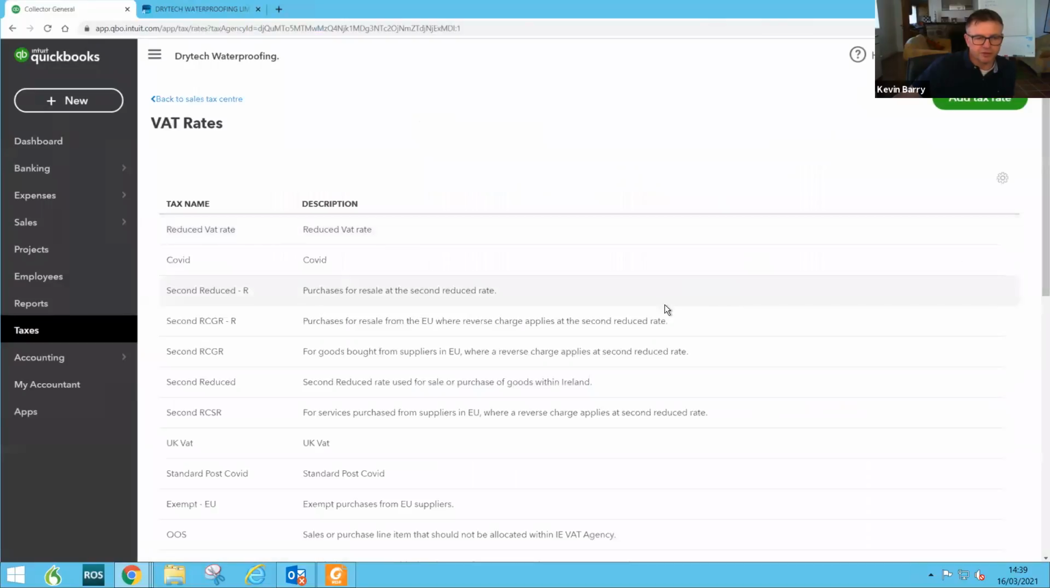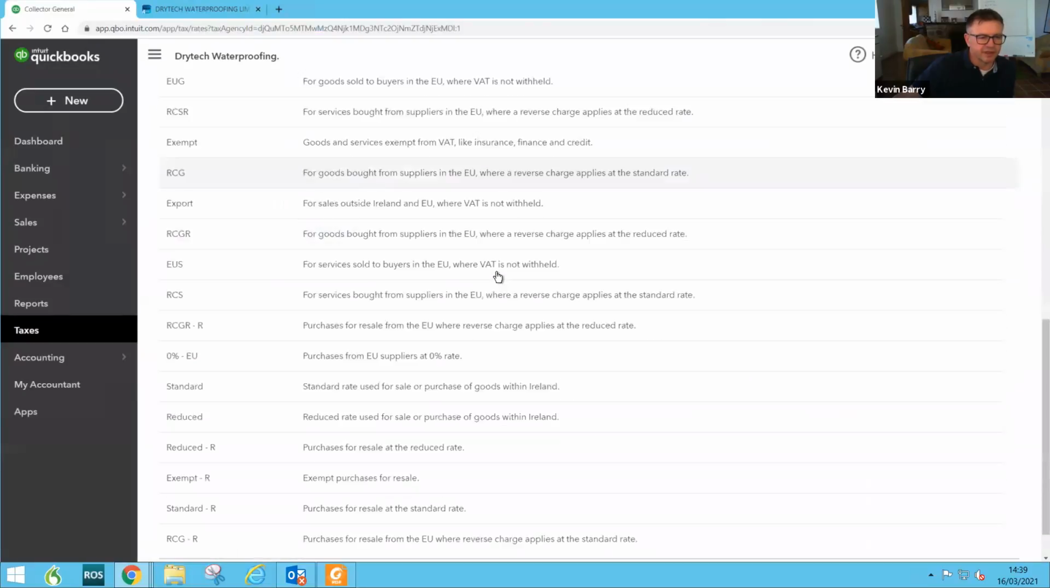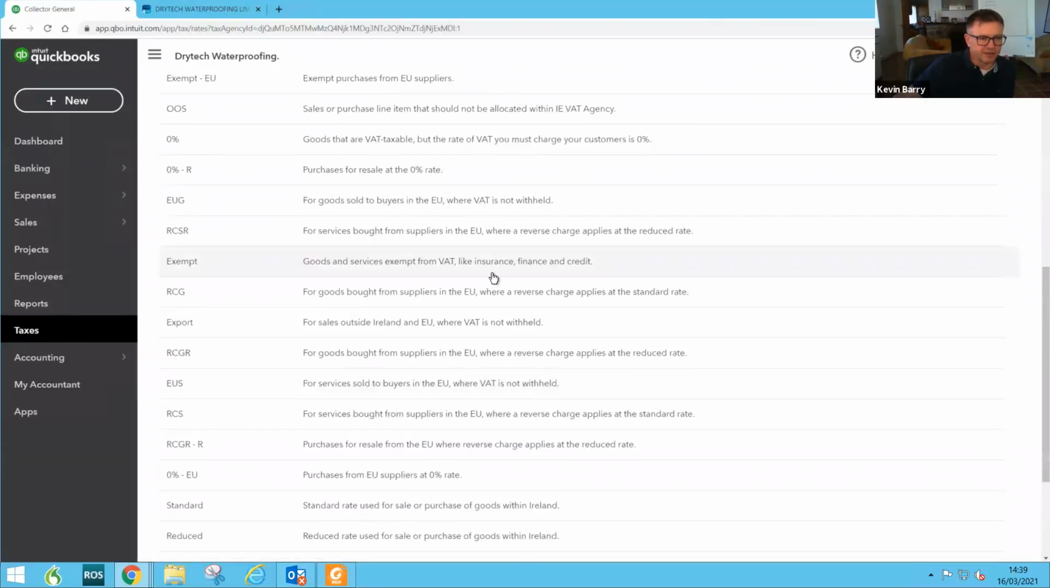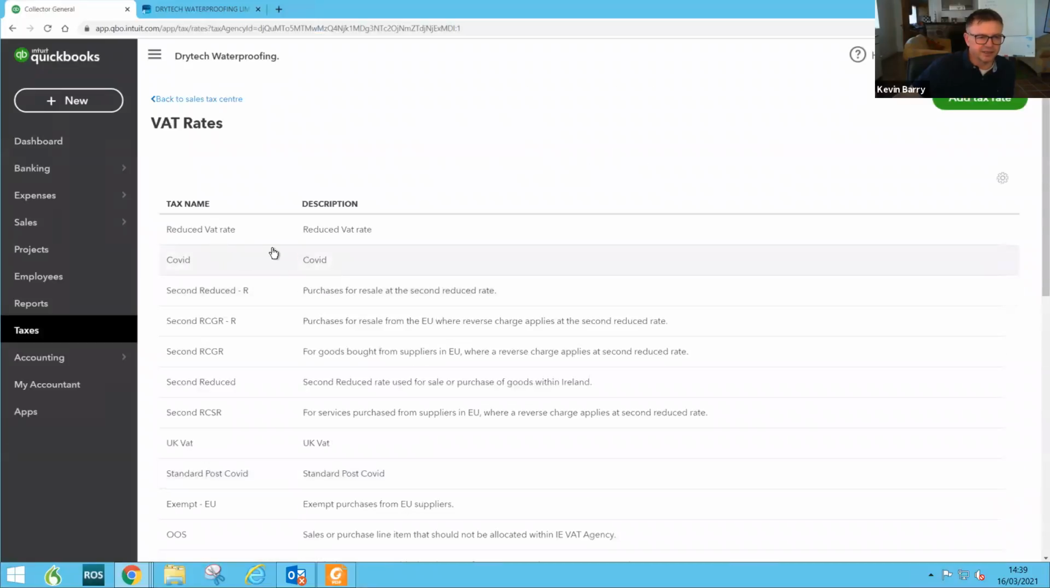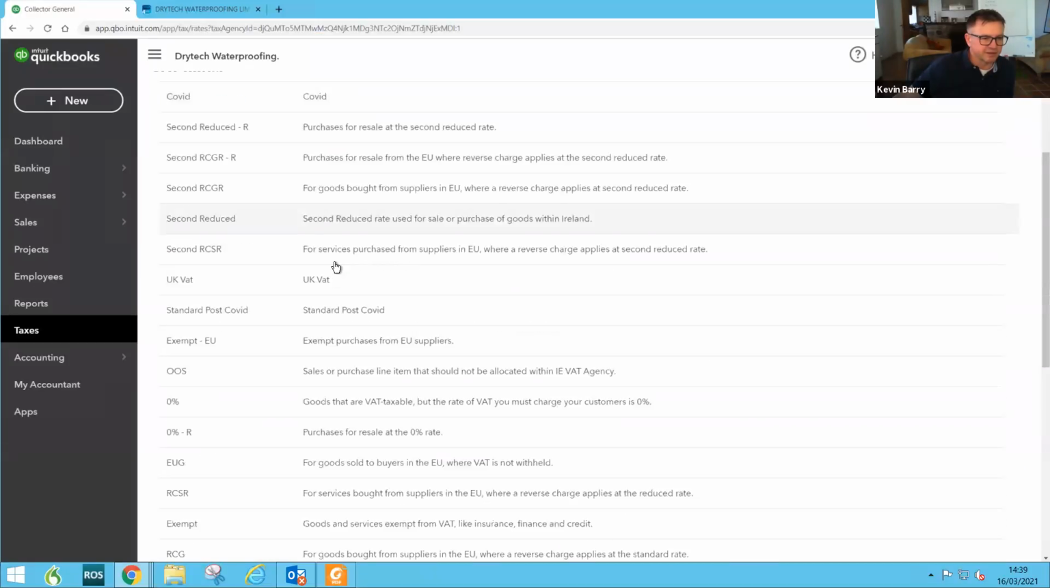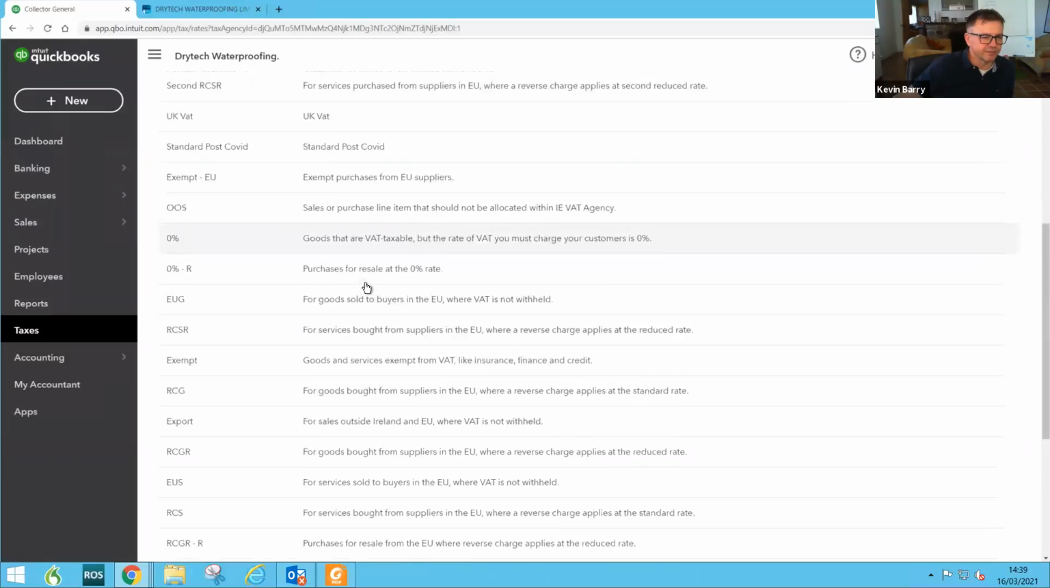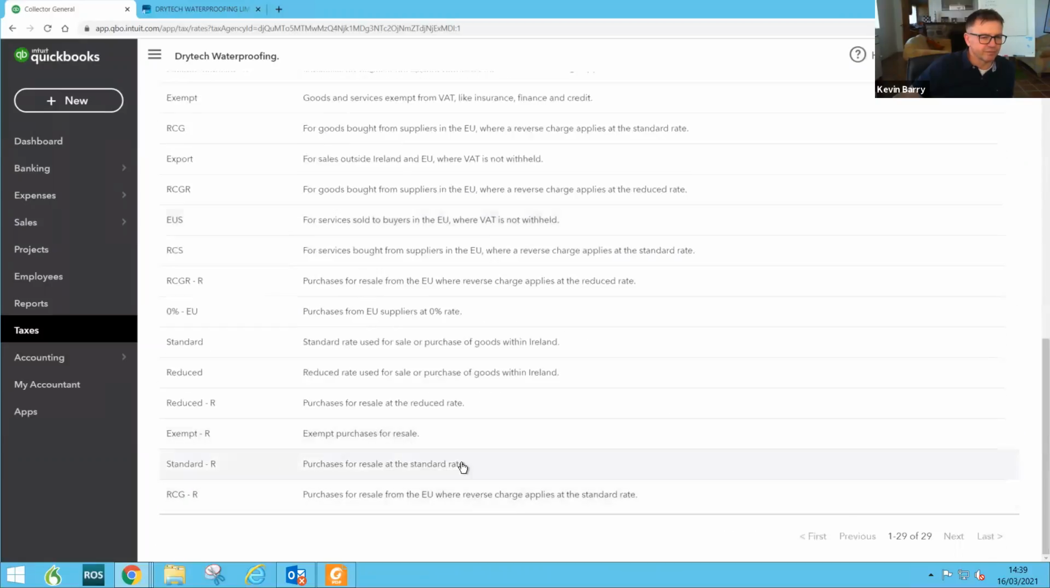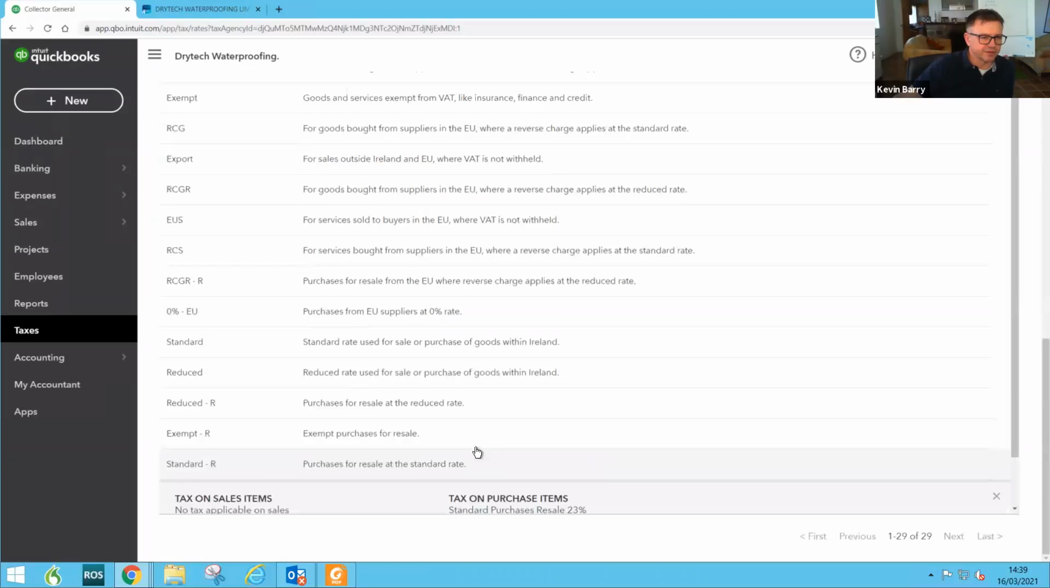So often there's too many rates here. These guys, I know, are selling stuff all around the place. It's highly likely that you don't need all these rates. So just have a look down and see which ones we need. Let's check and make sure the rates are right. This one here, purchase for resale from the EU where a VAT charge applies at the reduced rate. If they're buying in fuels and selling them, then maybe that does apply with these lads.